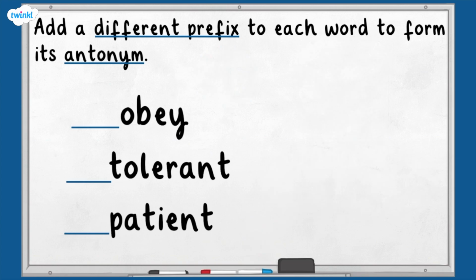So let's look at the answers. Obey becomes disobey. Tolerant becomes intolerant. Patient becomes impatient. Give yourself a pat on the back if you got those right.